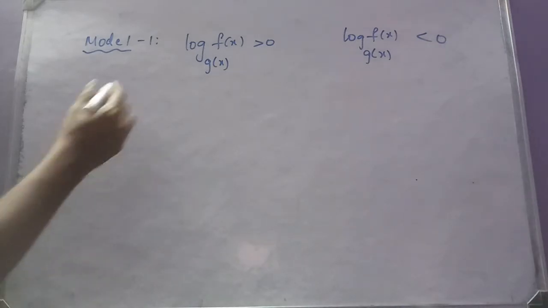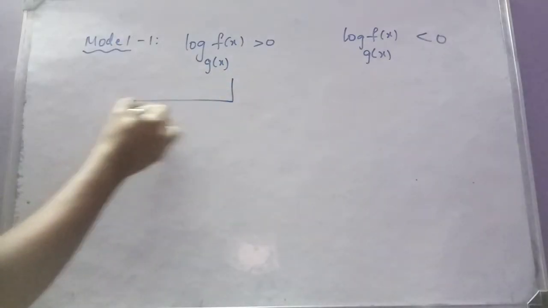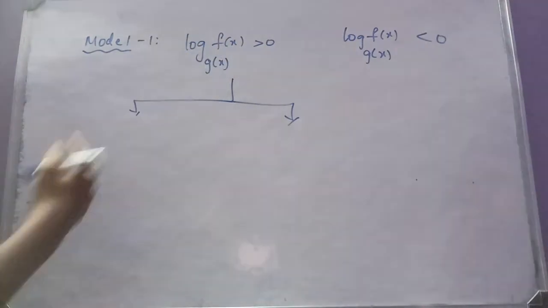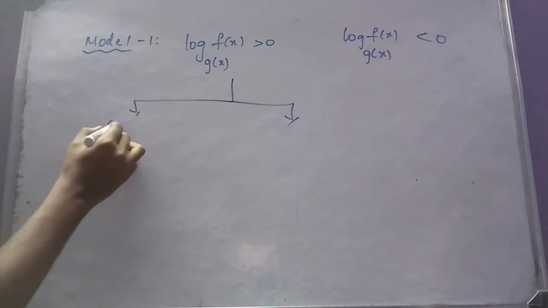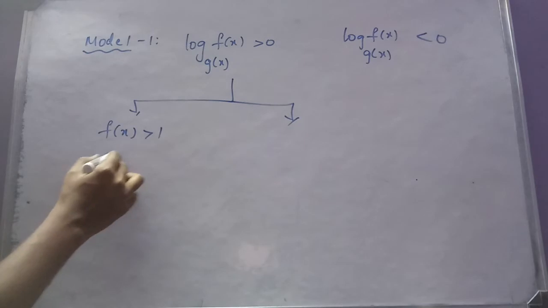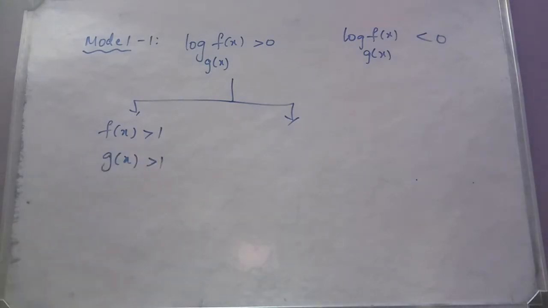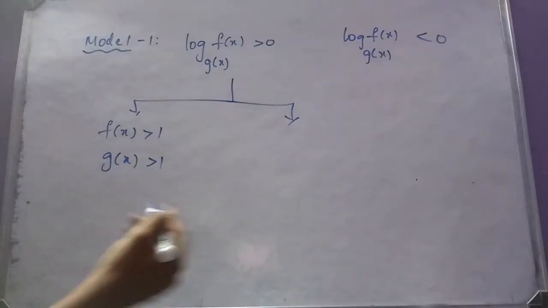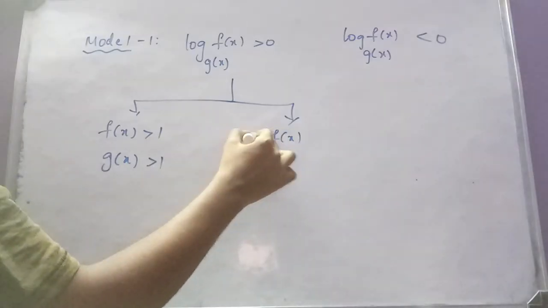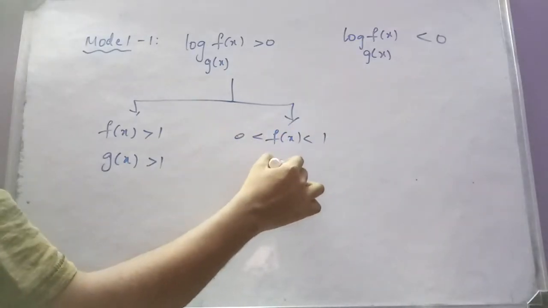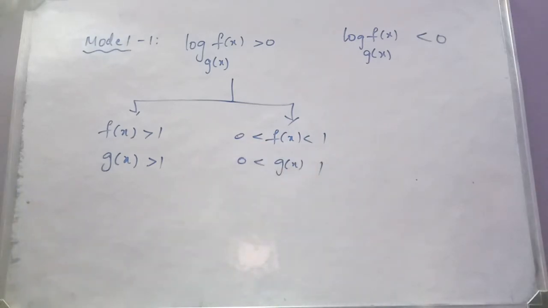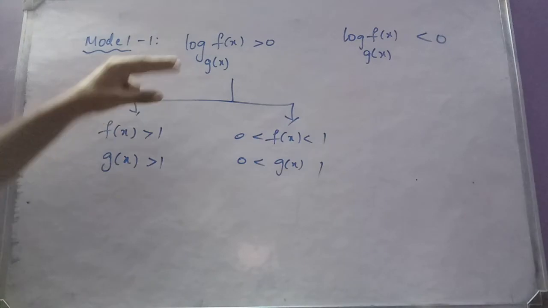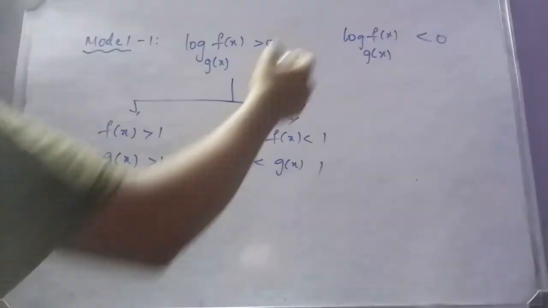What is it, dear students? There are two cases as we have already discussed. In case 1, both f of x and g of x must be improper fractions. That means f of x is greater than 1 and g of x is greater than 1. Or in the second case, both f of x and g of x are proper fractions. That means f of x is between 0 and 1 and g of x is also between 0 and 1. Then the union of these two solution sets is the required solution set of this inequality.